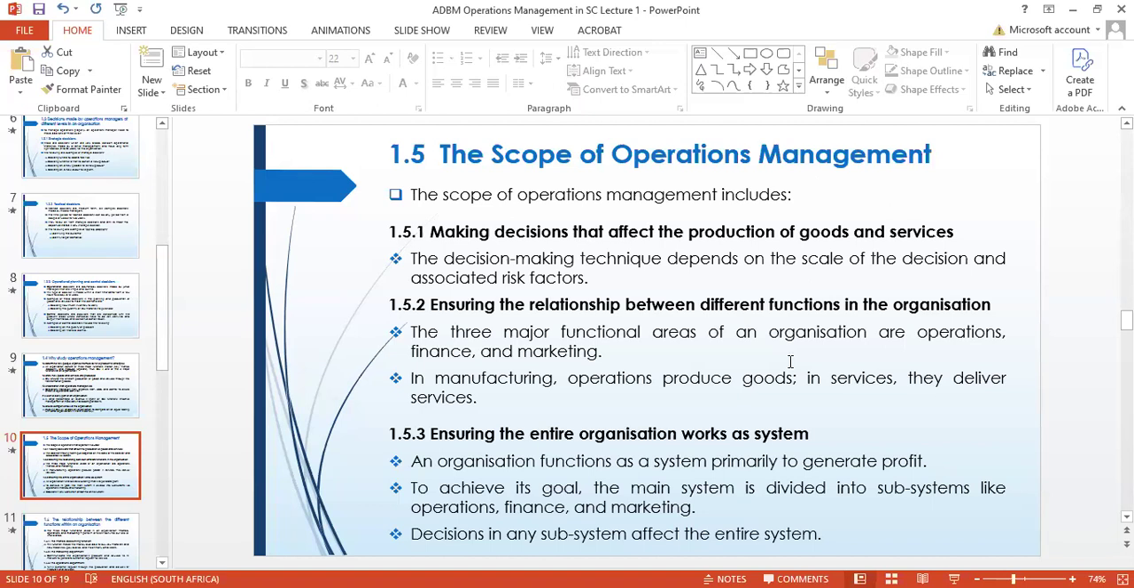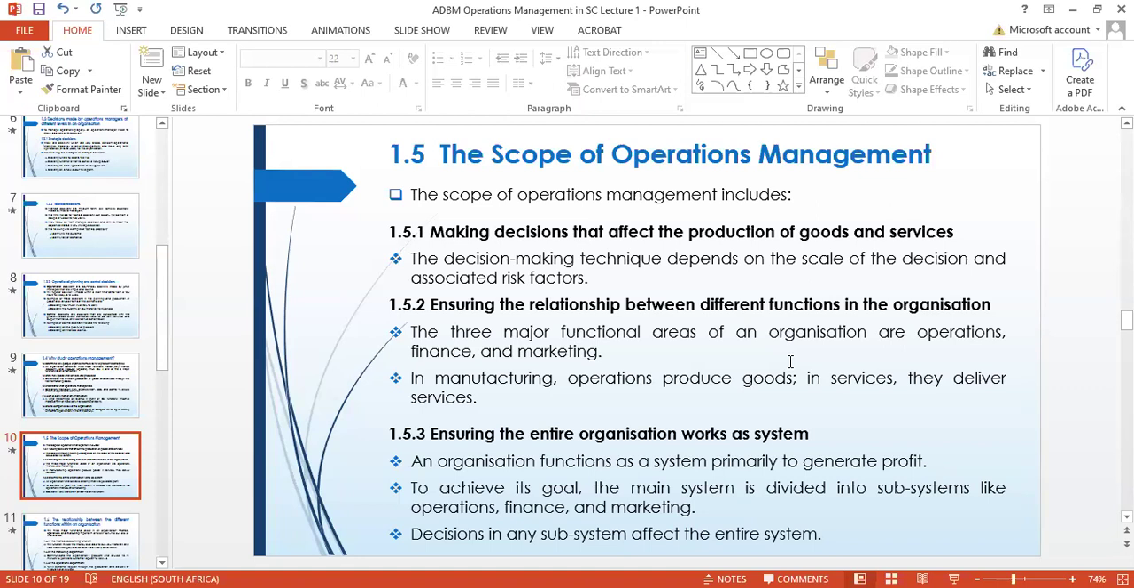And then the second item is ensuring the relationship between different functions in the organization. Remember, we said we have various functions within the organization, the major ones being the operations department, the finance department, and marketing. The operations department can also be called the production department. So we need to know how these departments and others that we did not mention, such as the IT department and the human resource department, relate to each other. It produces the goods, delivers the services.